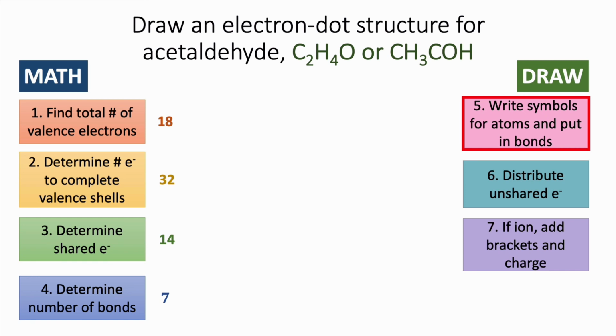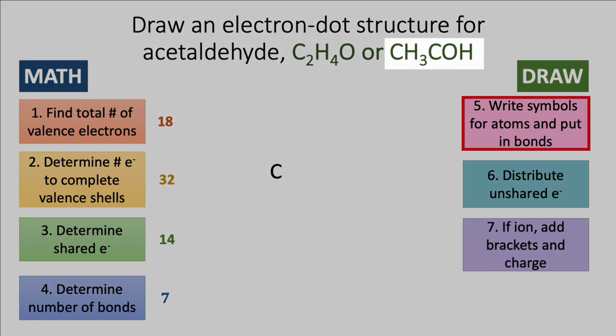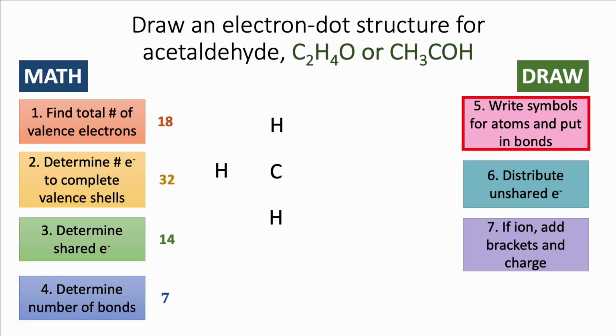Let's write the symbols for the atoms and put in the bonds. So we're going to put the C, and the second structure, this one over here, tells us that 3 of the H's go around that C. The next thing we're going to encounter is a C bonded to an O and an H. We have 7 bonds, 1, 2, 3, 4, 5, 6, and we need a 7th bond.